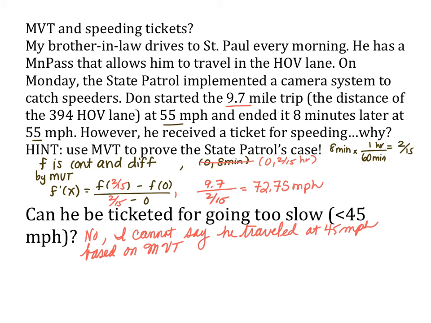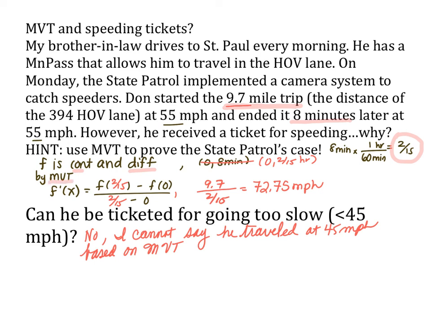So again, I switched my 8 minutes to part of an hour because I wanted to keep all my information in miles per hour. I noticed that the distance he travels is 9.7 miles. I know that it took him 8 minutes, or 2/15 of an hour, to do that. I know that it is continuous over that closed interval. It is differentiable, again, because he's not teleporting or anything.